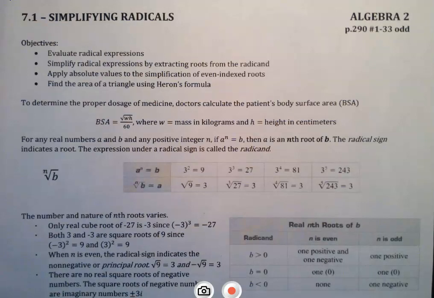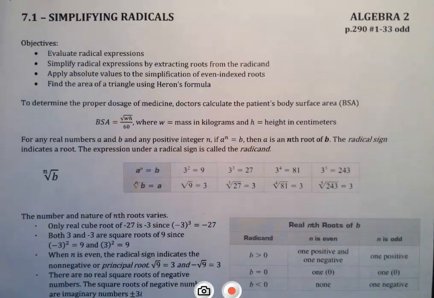All right, so we're starting chapter 7 today then, simplifying radicals. So we're going to evaluate some radical expressions, simplify the radical expressions by extracting the roots from the radicand. We're going to apply absolute values to the simplification of even indexed roots. And we're going to find the area of a triangle using Heron's formula. So there's a lot going on.